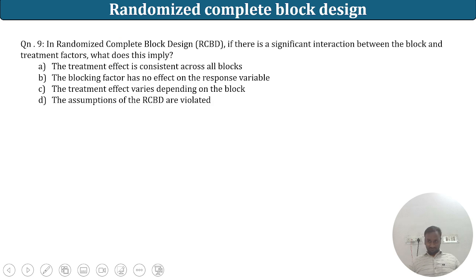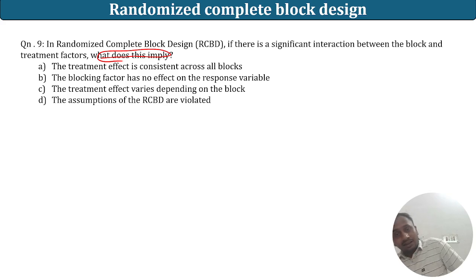Now we'll come to the next question. In a randomized complete block design, if there is a significant interaction between the block and treatment factor, what does this imply? If you see our assumptions, we didn't ask for any interaction. So the assumptions of the RCBD are violated. Option: the treatment effect is consistent across all blocks. That's an effect we can check afterward, so this can't be the answer.